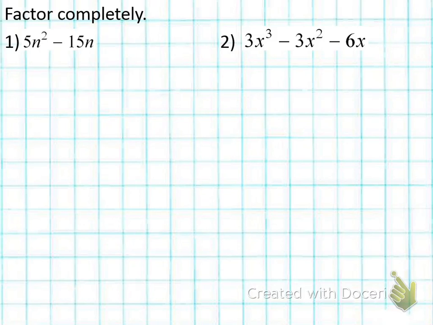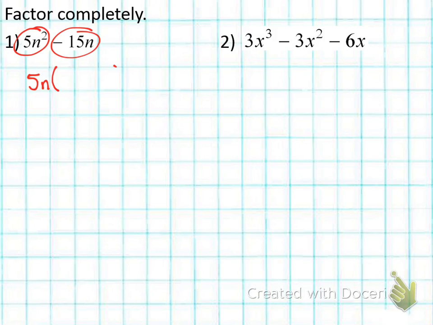Is there a greatest common factor? Looking at my two terms, I have a 5n and negative 15n. Looking at the coefficients, 5 and negative 15, what goes into both 5 and 15? 5, okay? So 5 is the largest. And then I want to also look at what goes into each of these letters. I have n squared and n, so I know that n goes into each of these. Okay, I just factored that out.